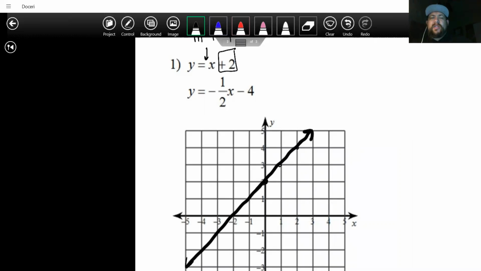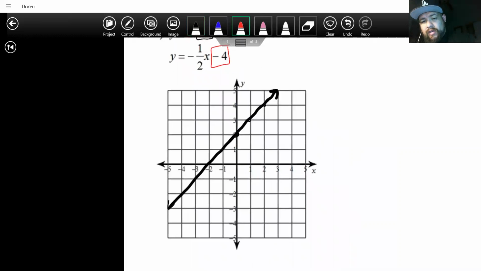So that's our first line. That's our equation right here. The second one that we want to be able to graph here as well is going to go down 4. So I'm going to go down 4 on this. My y-intercept again, our b case. And then the next one's telling me to go down 1 over 2.